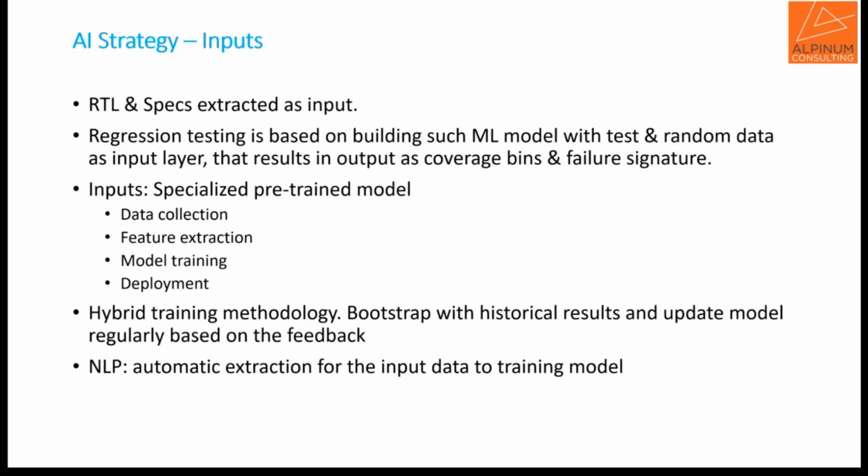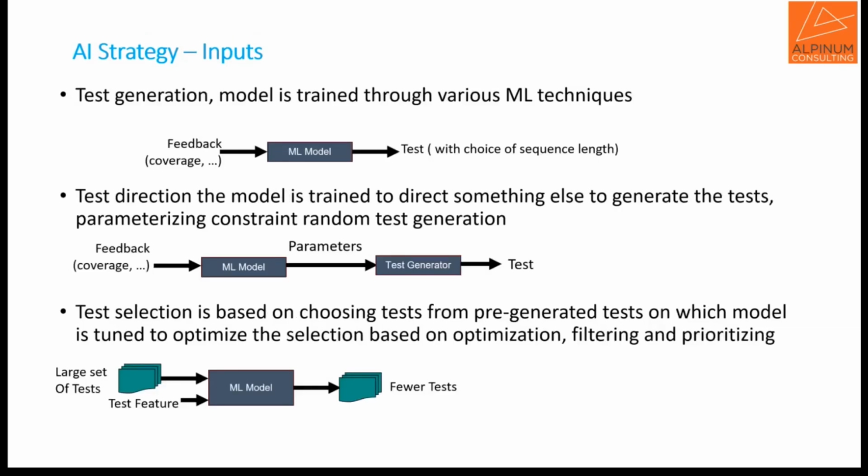The pre-trained model is based on data collection, feature extraction, the model training, and the deployment. We have bootstrapped with historical results as well, and then every time Gen AI does a new release, we just replace our model and retrain it with the previously stored data, so we can retrain models very, very quickly every time Gen AI or ChatGPT does a new model release.